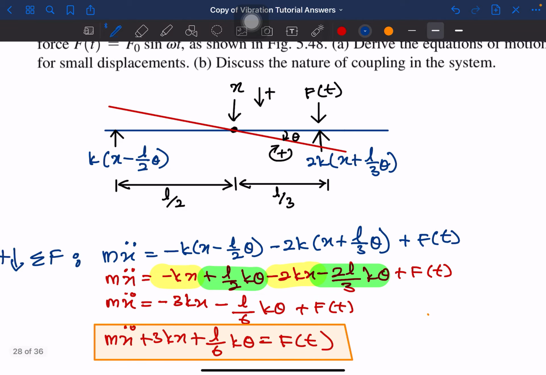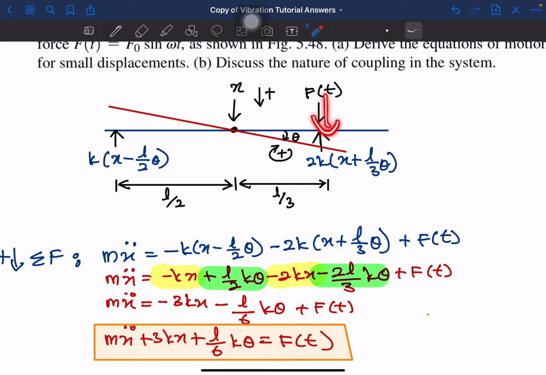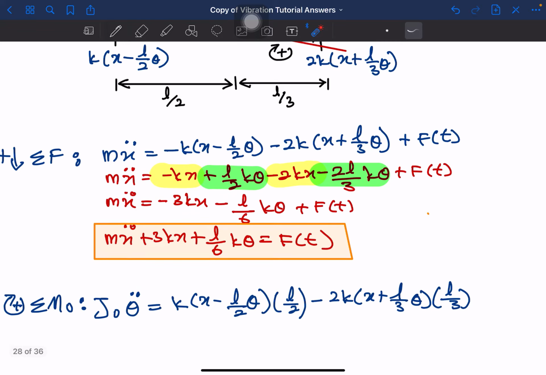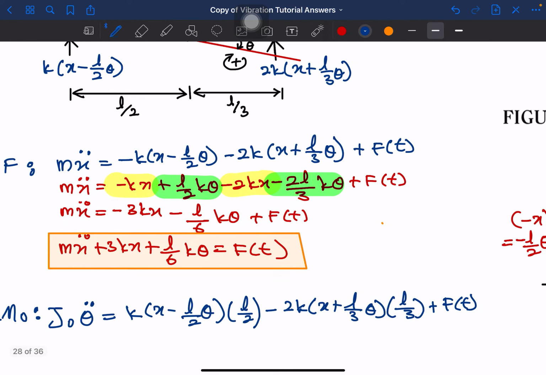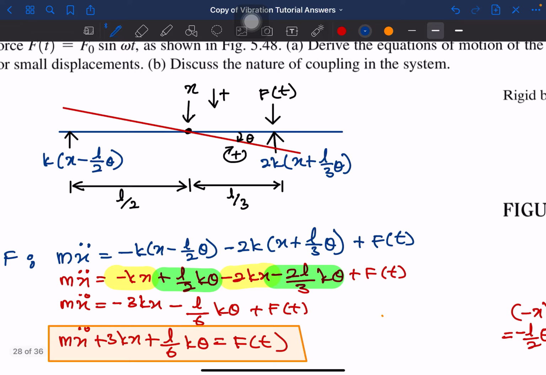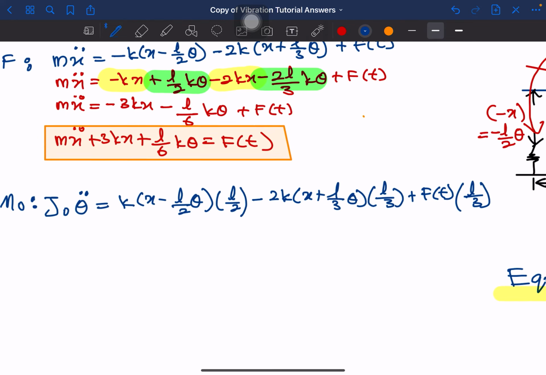And lastly, don't forget about the external force. It is going downwards, so it will be clockwise from the center, and clockwise is positive, so positive Ft. Force times distance, what is it? What is the distance from the force Ft to the center? L over 3, the same distance as 2k from the center. Alright, we're done with that. So now let's expand what we can expand.